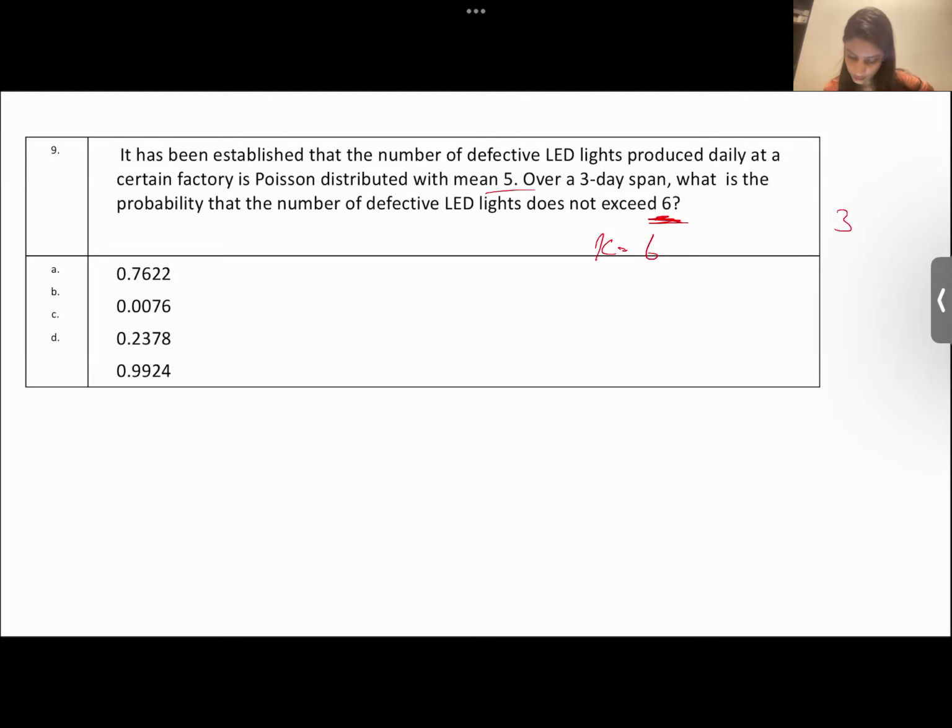5 defective LED lights are produced per day. What is the question? 5 defective lights are produced in 3 days, so your lambda is 15 here. What should you calculate? The probability that the number of defective lights does not exceed 6. So it's basically less than or equal to 6 you need to calculate. It does not exceed 6, which means the maximum has to be 6. So P of x less than or equal to 6.